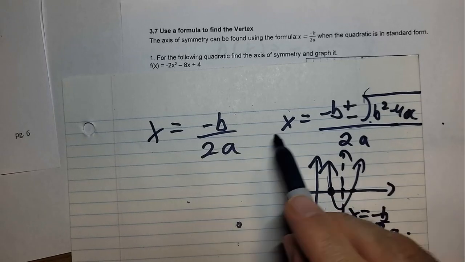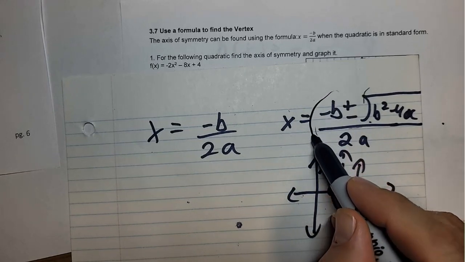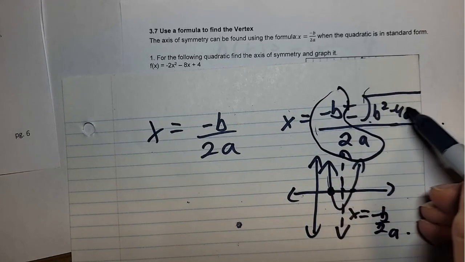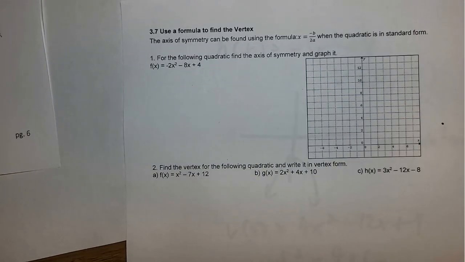So these formulas are interconnected. See, negative b over 2a is right in here, and then you add and subtract the rest of it because you go to the right and left. Okay, let's start off with our first question here.